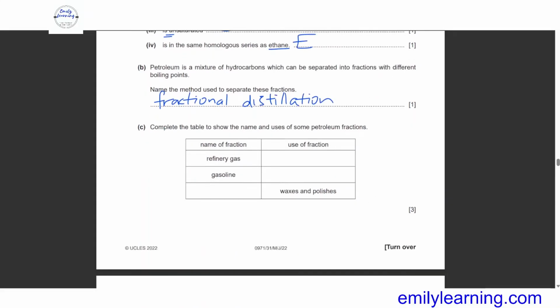Okay, part C is basically memory work. They are asking you to complete a table to show the name and uses of some of the fractions. So refinery gas is basically used as a fuel for heating and cooking. Gasoline is basically the fuel used for cars. So you have waxes and polishers, which is basically your lubricating fraction. Okay, so basically it's just memory work.